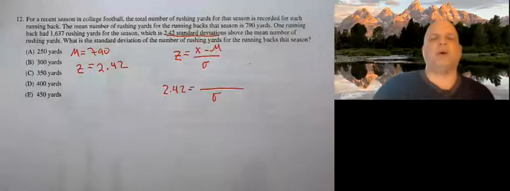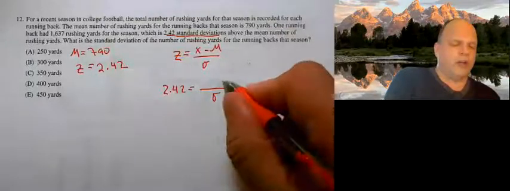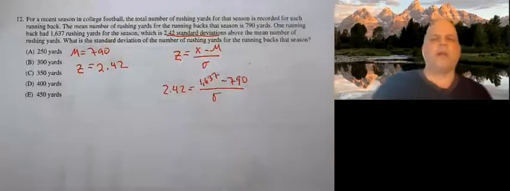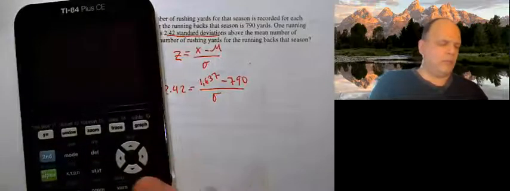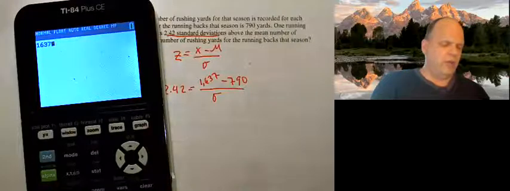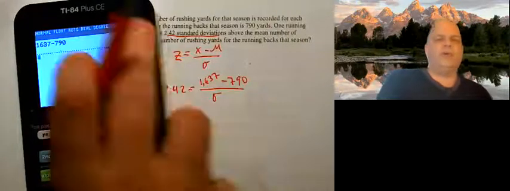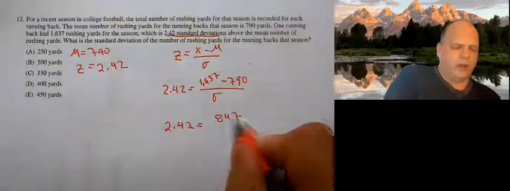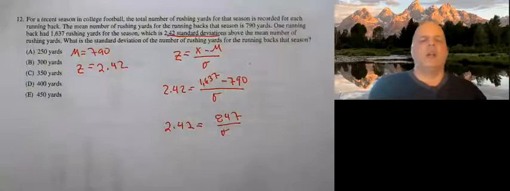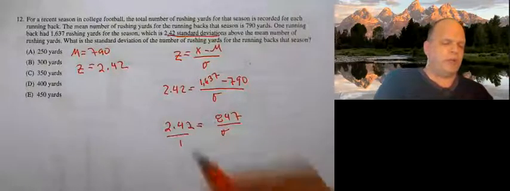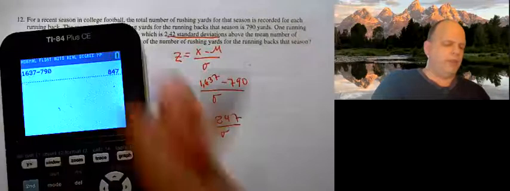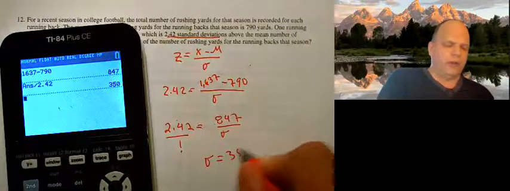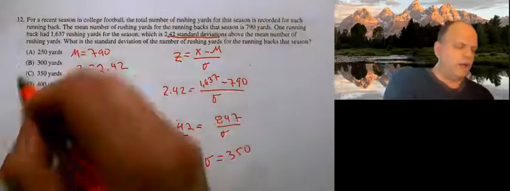We know we're looking for the standard deviation of the population. We know the mean rushing yards are 790, and we know this guy ran for 1,637. 1,637 minus 790 equals 847. So 2.42 equals 847 over the standard deviation. When I solve, basically I'm solving a proportion. I'm multiplying these two and dividing by that. So 847 divided by 2.42 equals the standard deviation, equal to 350. So 350 yards. And so our answer to number 12 is C.